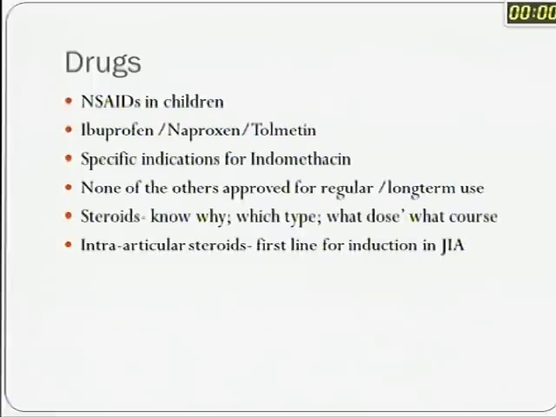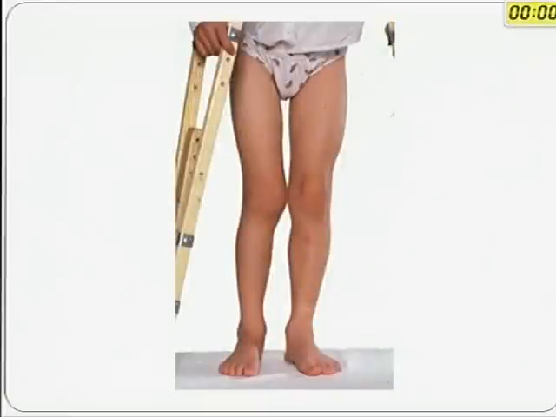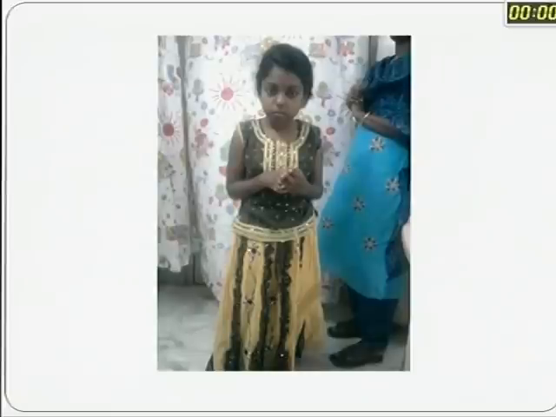Steroids, again, if you're using steroids, you need to know why, which type, what dose, what course. And the first line of management in arthritis today is intra-articular steroids for induction and DMARD for maintenance. So why are we harping on about JIA? Because there are complications like silent uveitis, which can lose vision if not detected early, limb length discrepancies because of synovial hypertrophy and inadequate control of disease in the joint, and severe growth failure, short stature, and a lot of disability in children who are inadequately treated or treated with just lots of steroids instead of additional drugs.